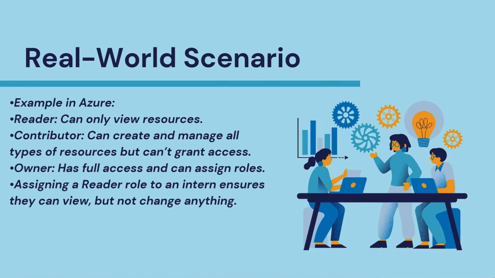Let's look at RBAC in action on Azure. A reader role lets you view resources, like checking a cloud server status, but you cannot change it. From the word reader itself, we can identify that we can only view it, but we cannot change it. A contributor can create and manage resources, like setting up a new app, but can't assign roles. An owner has full control, including role assignments. For example, assigning a reader role to an intern means they can learn by observing without risking mistakes.